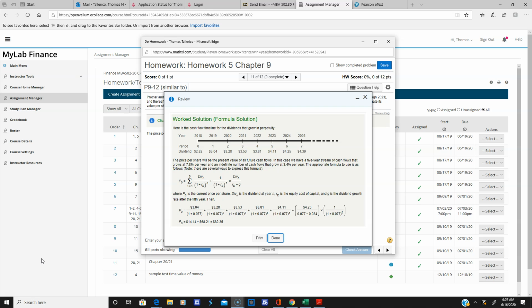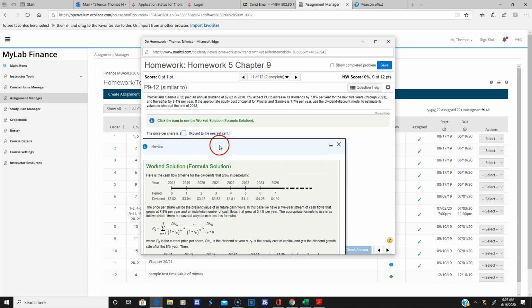So we have a question here on homework 5, chapter 9, problem 11, and I just want to go over this with you a little bit here. They want you to use the dividend discount model that was in your book. They want you to estimate the value per share of Procter & Gamble. So let me read this to you.